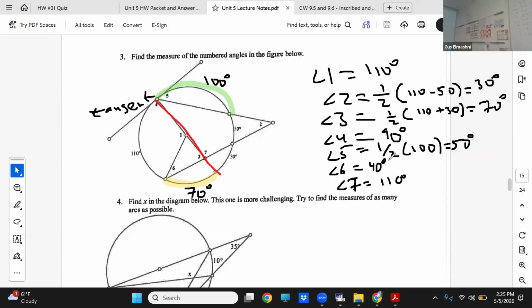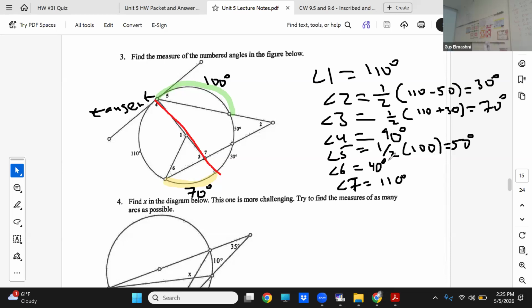And then angle 1 is a central angle, that's pretty easy. Angle 2 is what we talked about today. That's half of the arcs it intercepts, subtracted. But angle 3 is half of the arcs it intercepts, added. That's angle 3. Angle 5 is a tangent and a secant, so it's half of 100.